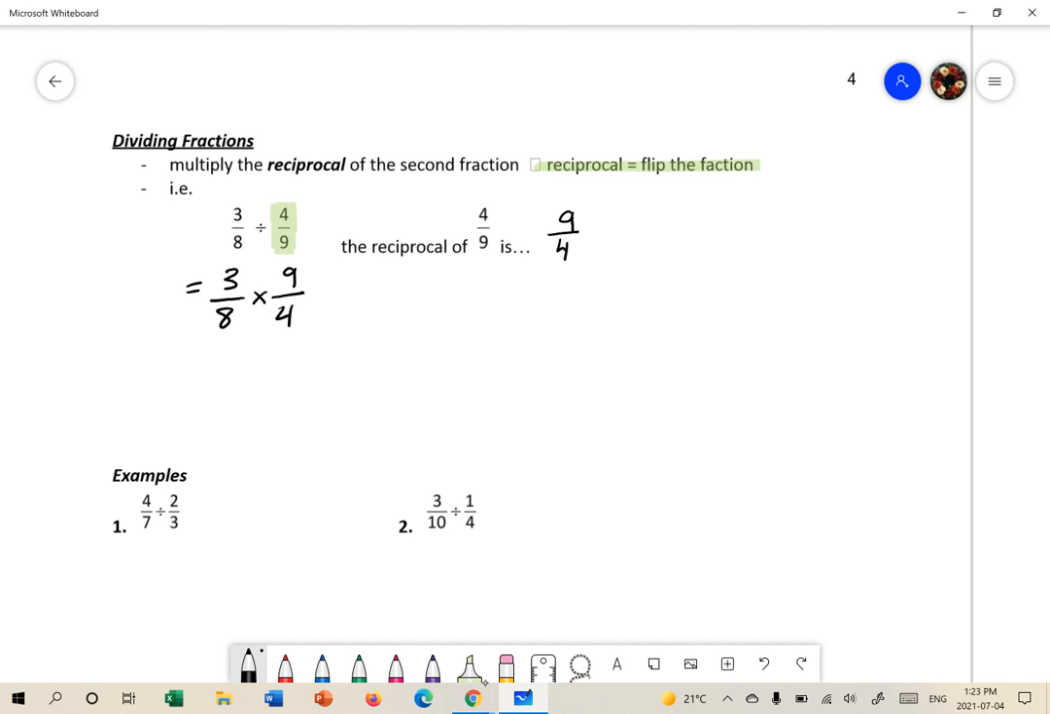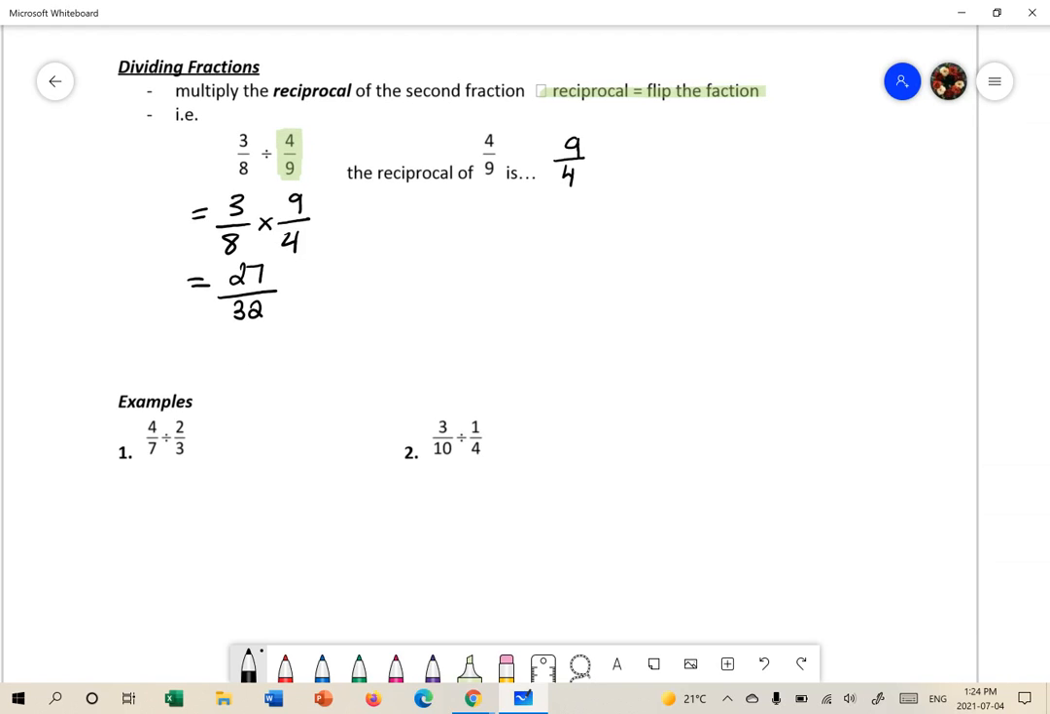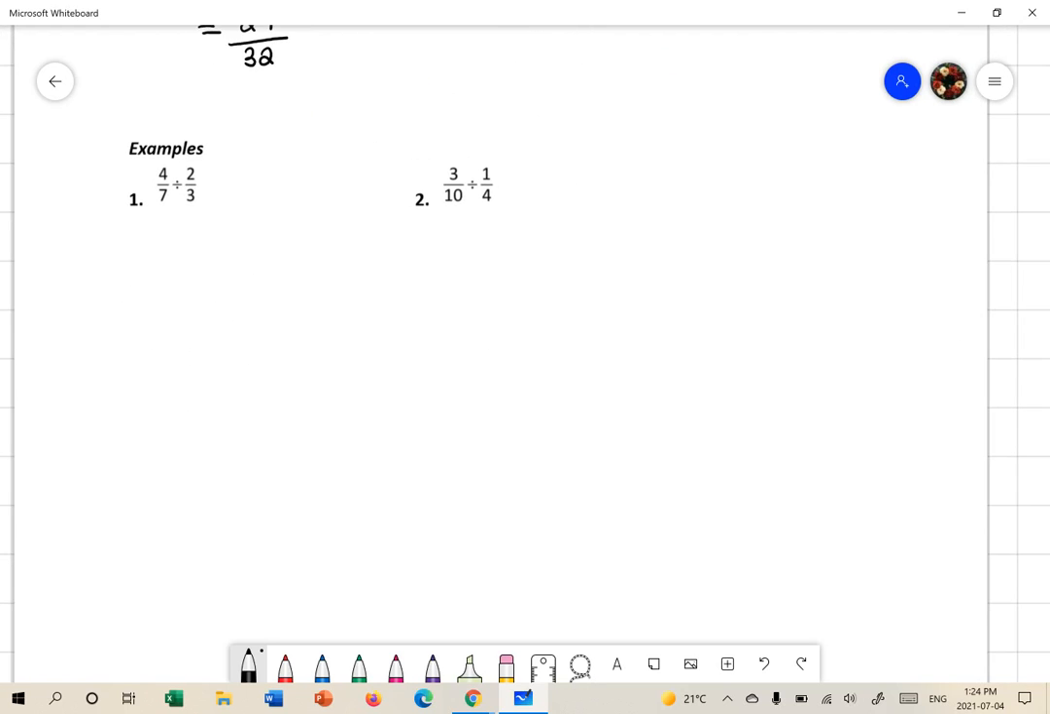And then what we just practiced on the previous question, we can apply here. Multiplying our numerators together and then multiplying our denominators together. 3 times 9 is 27. 8 times 4 is 32. Let's practice these 2 examples and then we're done.